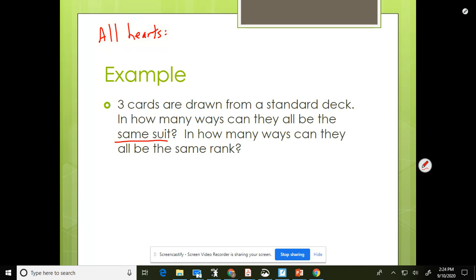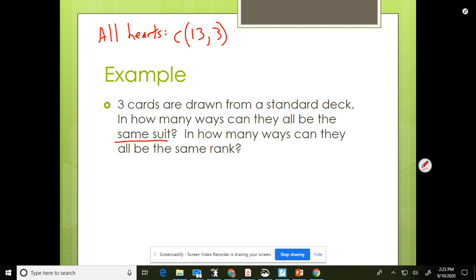We're picking 3 cards. We have to think about how many cards do I have to choose from. All right? Order shouldn't matter here, right? It doesn't matter. We don't say anything about what order we're getting the cards in. We're just drawing the 3. So order doesn't matter. So it's combinations. How many hearts do we have in a deck? Well, there's 4 suits, 52 total cards. So 52 divided by 4. I have 13 hearts, and I'm choosing 3 of those. Okay? So that's how many ways I can select 3 hearts.